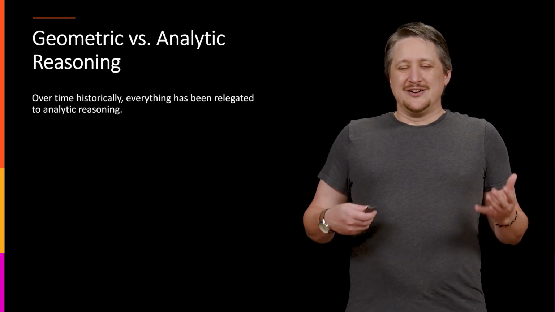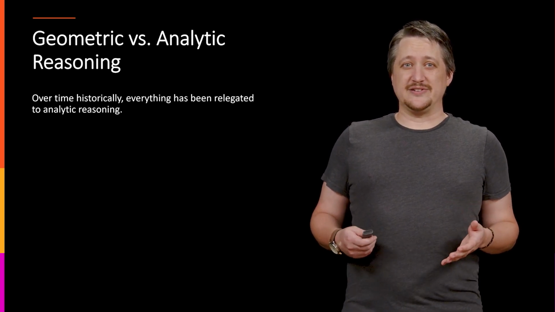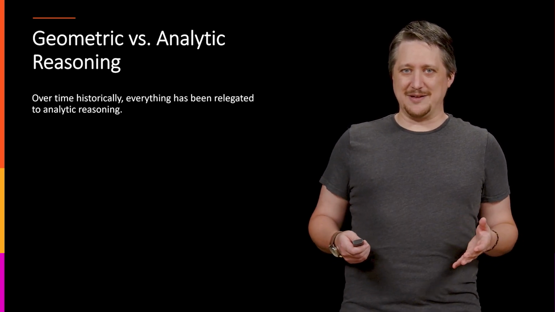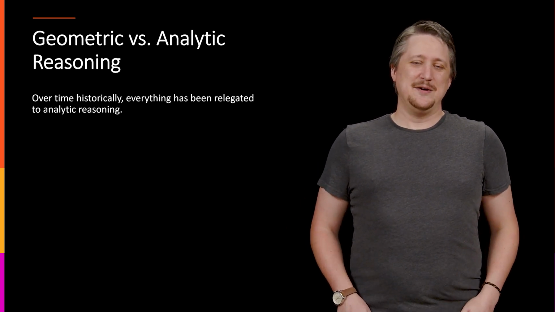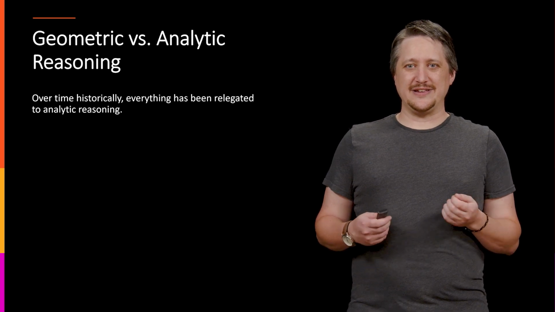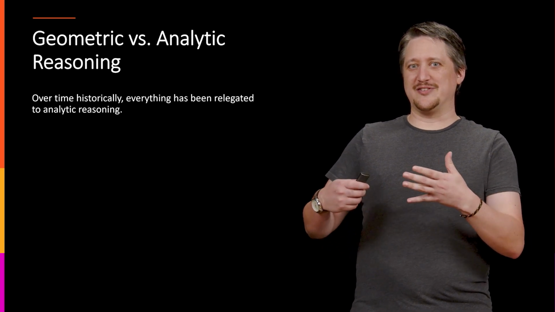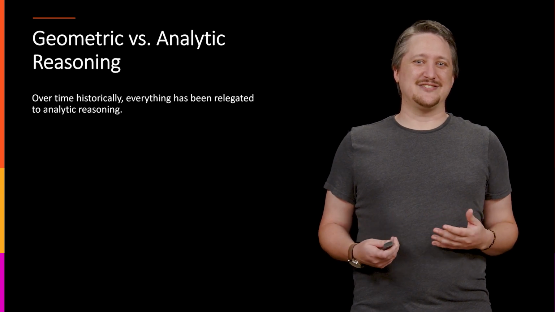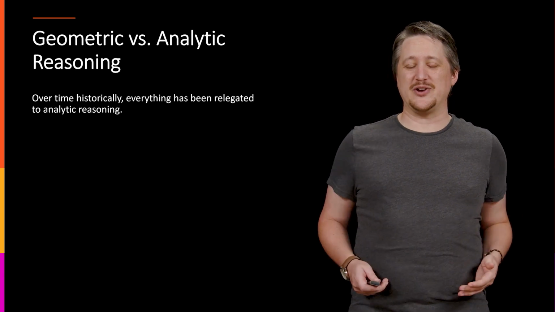So, geometric versus analytic reasoning. Over time, historically speaking, things have been largely relegated to analytic reasoning, and there's a lot of reasons for this that may or may not have valid, relevant use today. But the long and short of it tends to be that it's very easy to talk about numbers instead of trying to know what somebody is thinking. And so the analytic part of it is much easier to see if somebody is doing it right versus the geometric part, which is much more abstract typically.